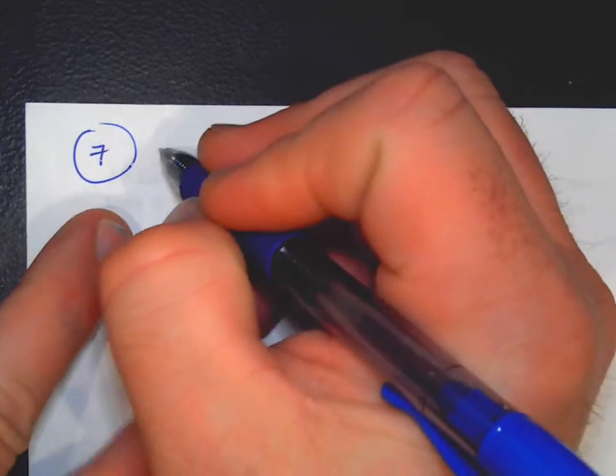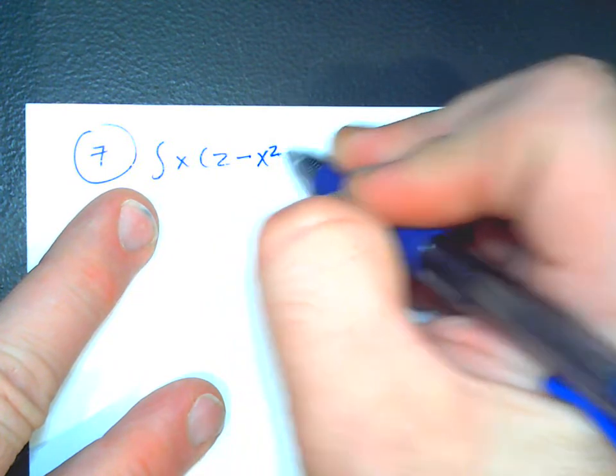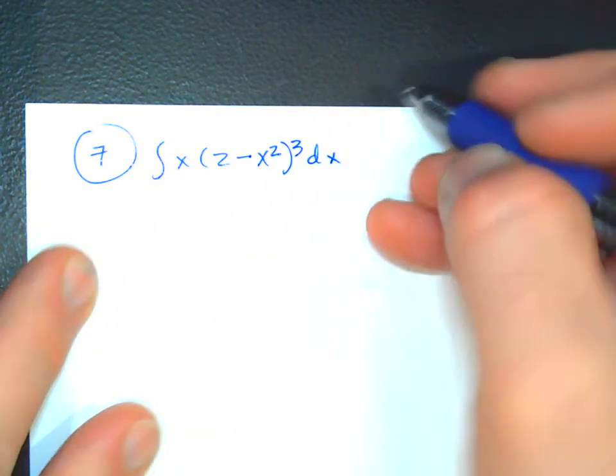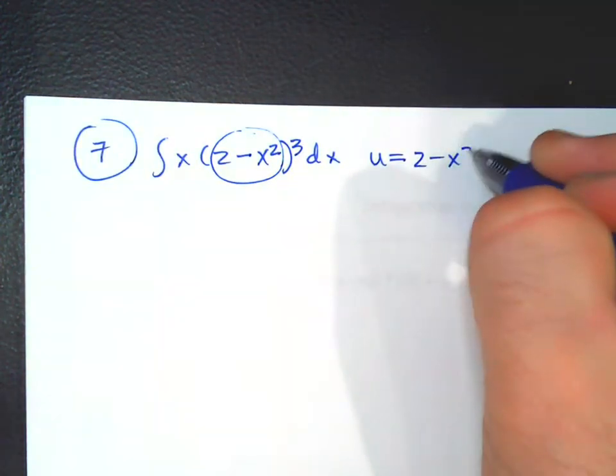Okay. Let's do number 7. Now these ones, you're going to get to pick what the u is. But hopefully by now you've had a lot of good practice when they told you what they are. It's usually the inner function. So what looks like it's inside? That should probably be your u, at least what you try first.